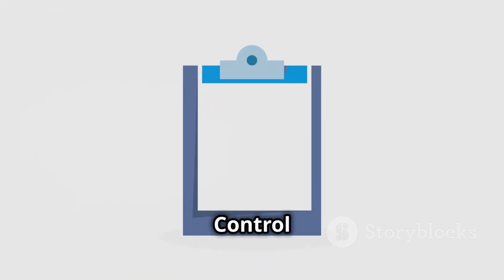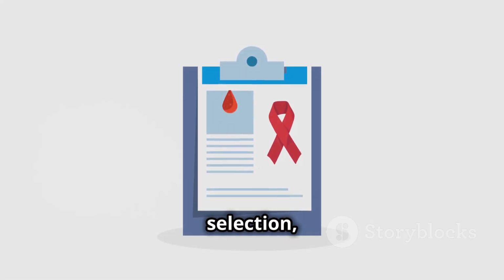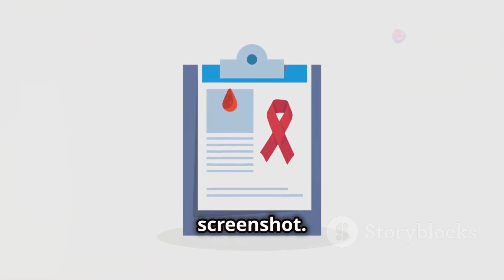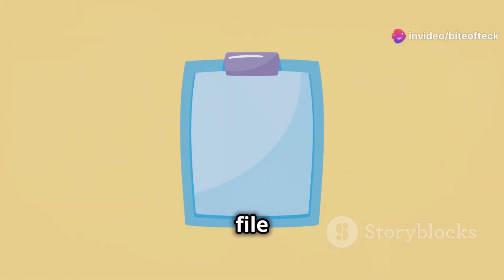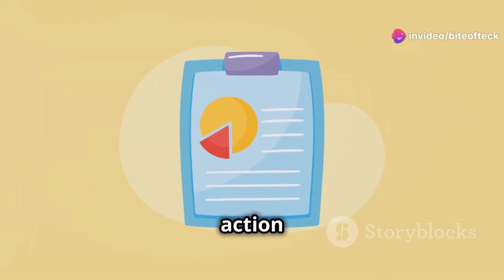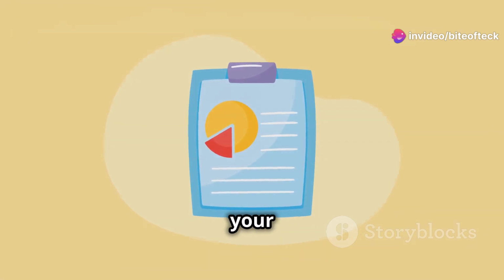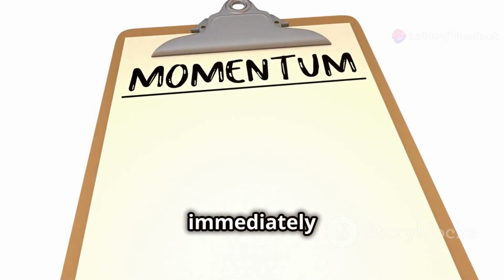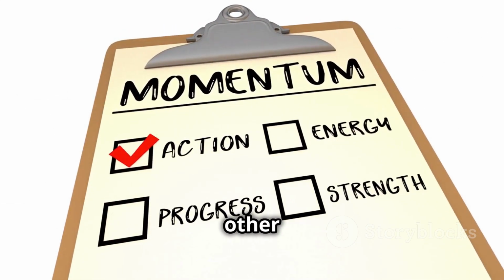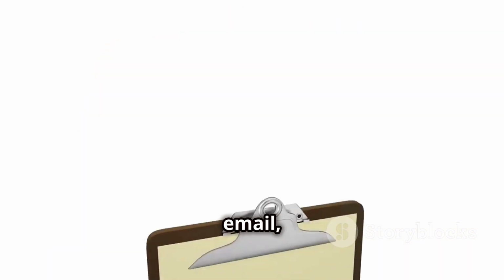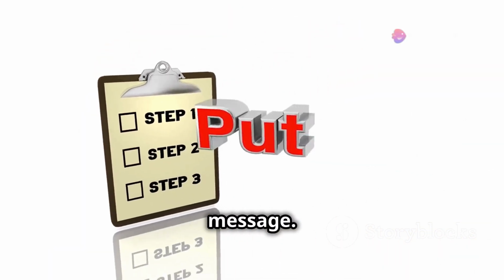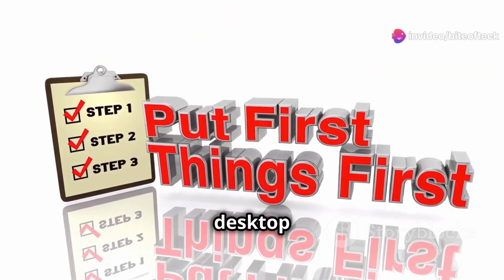By holding down the Control key before you make your selection, you can change the behavior of the screenshot. Instead of saving the image as a file on your desktop, this action copies the screenshot directly to your clipboard. This means you can immediately paste the screenshot into other applications, such as an email, a document, or even a chat message. This can save you time and keep your desktop clutter-free.